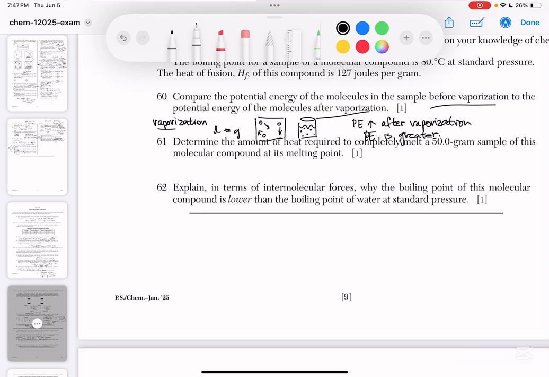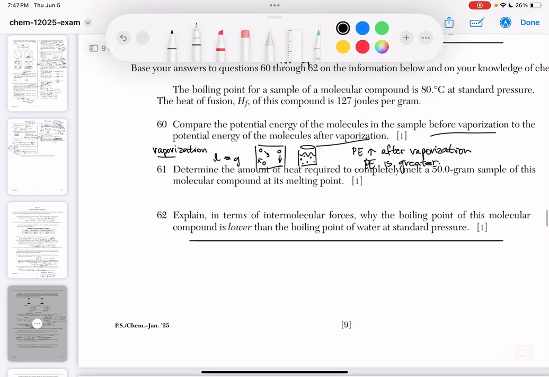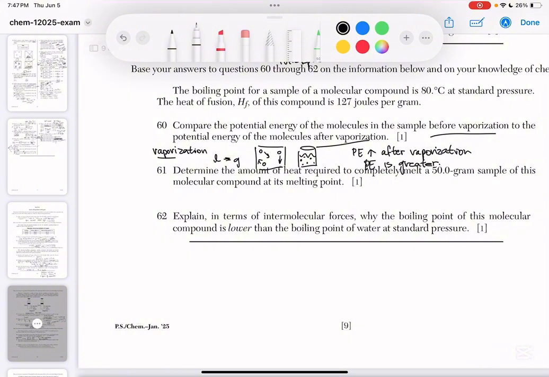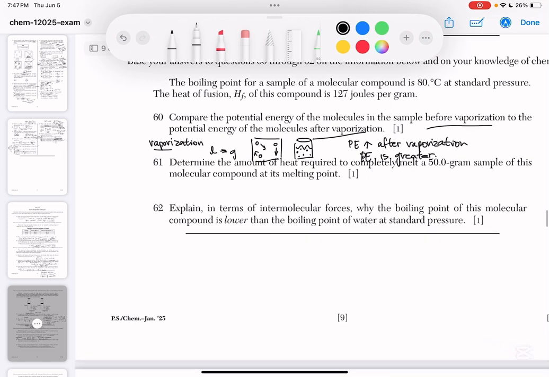Yeah. Determine the amount of heat required to completely melt. Okay. So this is Q equals M times heat of fusion. So Q equals 50 grams times 27 joules.